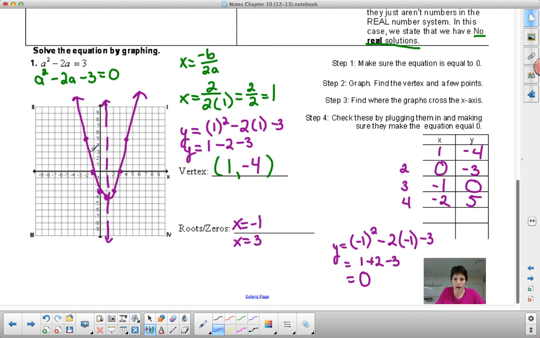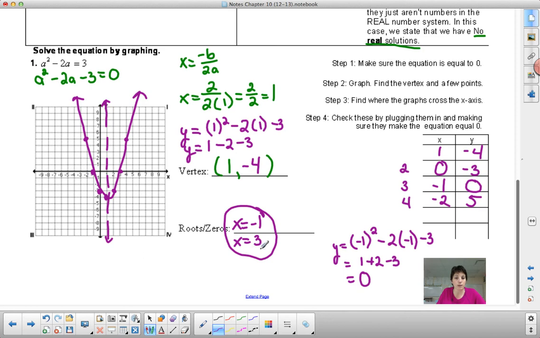I sketched my graph, and then I simply looked at it to find my roots or my zeros. Remember, those two words are interchangeable. It crosses at negative 1, so my first one is that x equals negative 1. The parabola crosses the x-axis at positive 3, so there's my second root. With a degree of 2, I would expect 2 answers, and I got them.